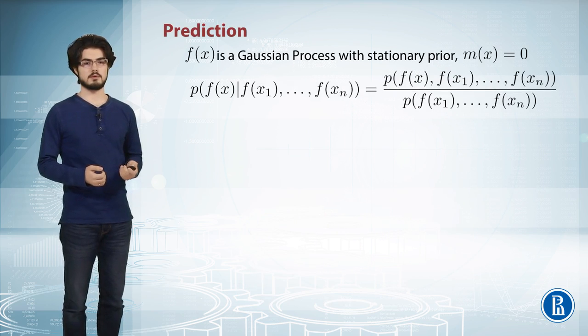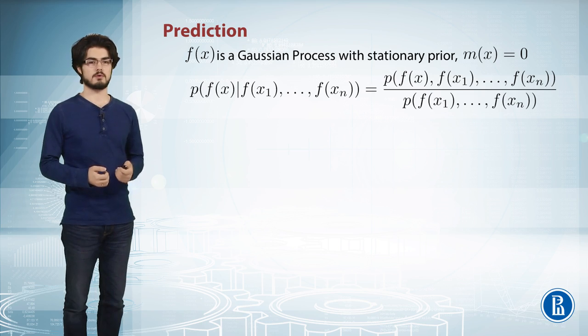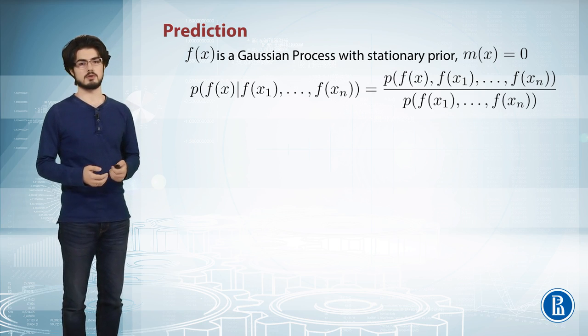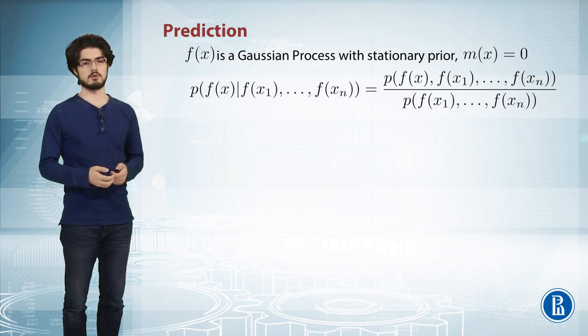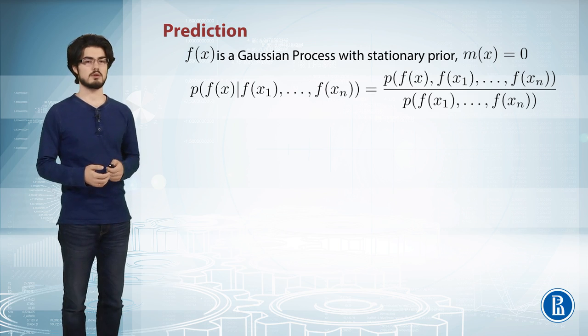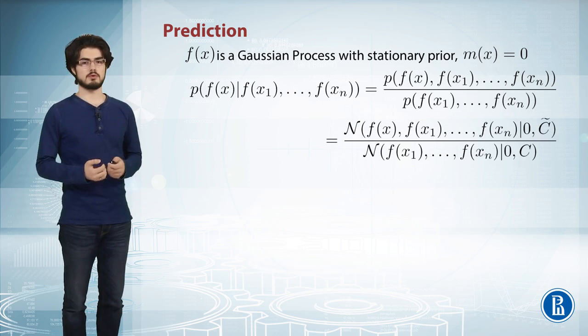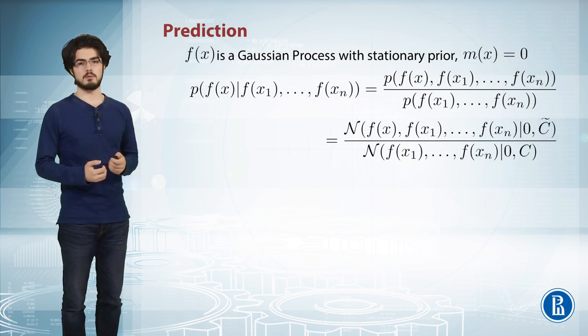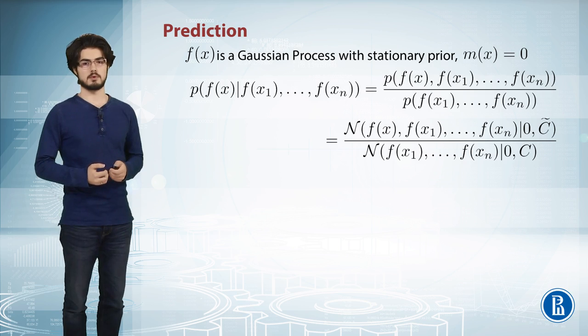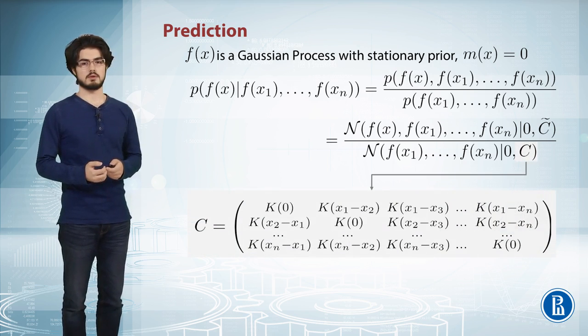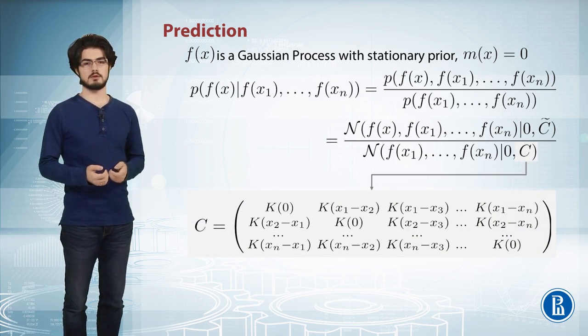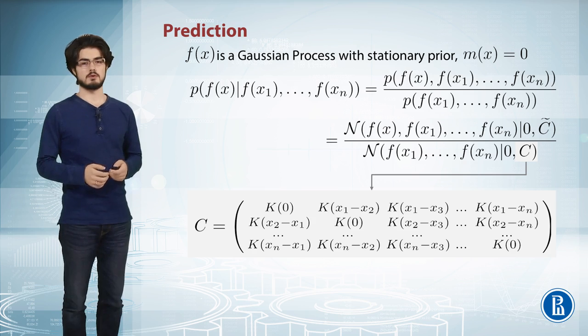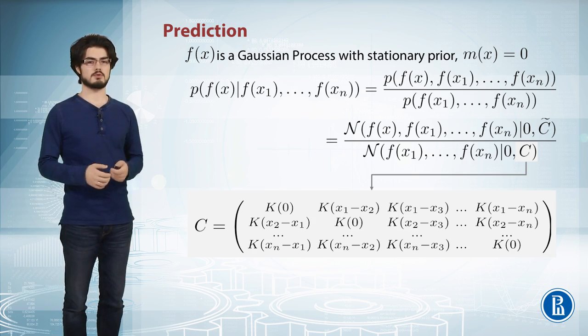Here we have our desired value, the probability of the prediction given our points. It equals the ratio between the joint probability over all points, including the new one, over the joint probability over our data points. Those two are normals. The one in the numerator would be normal with mean 0 and the covariance matrix C tilde, and in the denominator we'll have the normal with mean 0 and covariance matrix C.